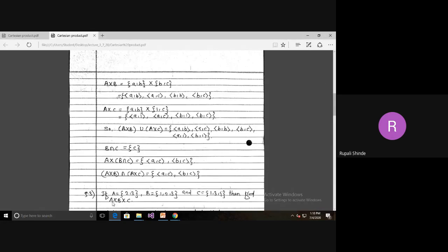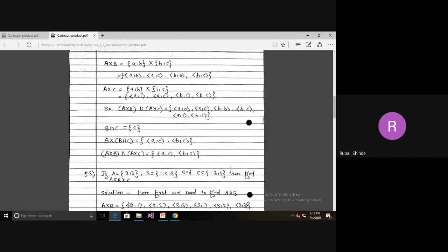So, in the third question, three sets are given as A, B, C, and we have to find out A Cartesian product B, Cartesian product C. Till now, we have just seen Cartesian product between two sets, but in this question, they have asked Cartesian product between three sets. So, how to solve these kinds of examples, we will see. First of all, we have to find out A Cartesian product B. That we can easily find.